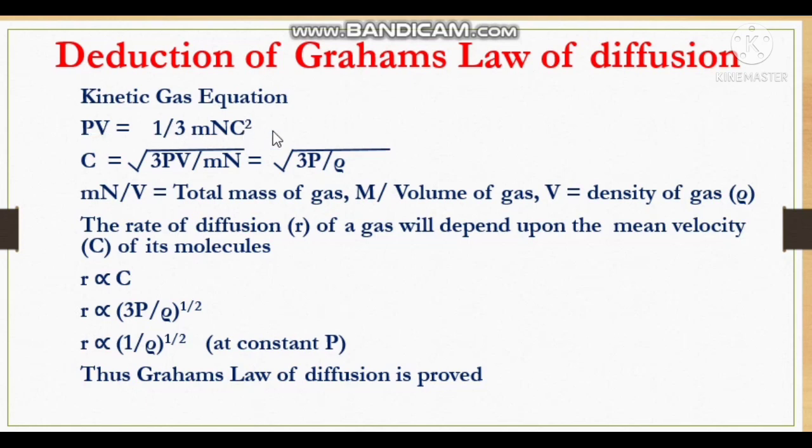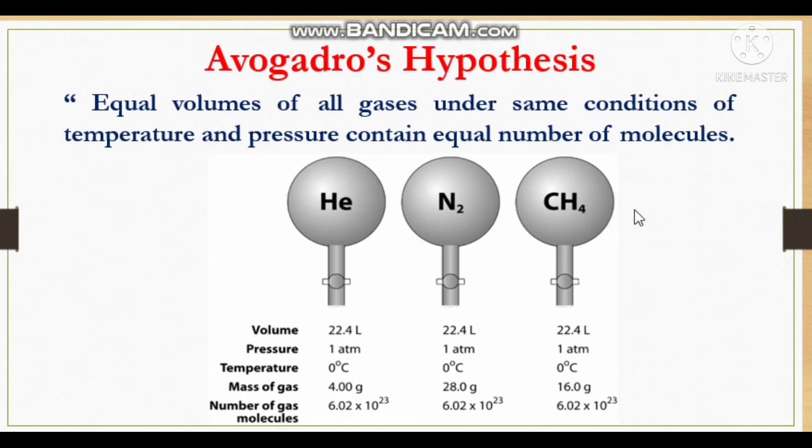PV is equal to 1 by 3 Mn c square. Now we will deduce the last point, Avogadro's hypothesis. According to Avogadro's hypothesis, equal volumes of all gases under the same conditions of temperature and pressure contain an equal number of molecules. This means if we consider three kinds of gases, helium, nitrogen and methane, and their volumes are equivalent and they are under the same pressure and temperature, then the number of molecules for all the gases is the same. So 6.02 into 10 to the power 23 molecules for nitrogen and the same number of molecules for methane. This is called Avogadro's hypothesis.